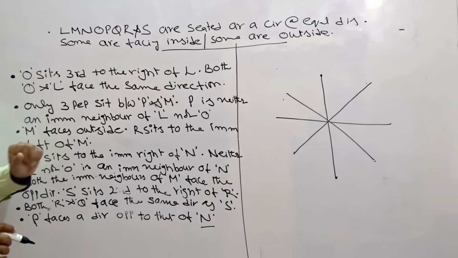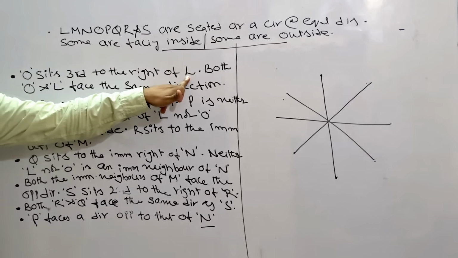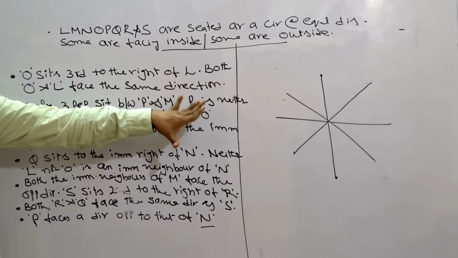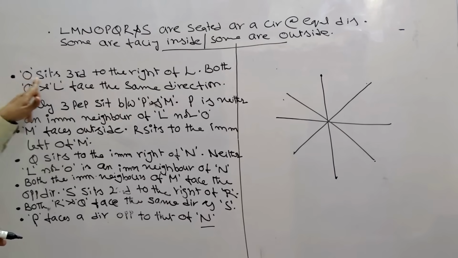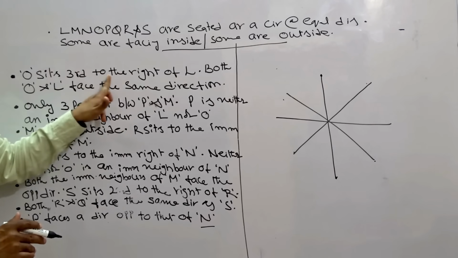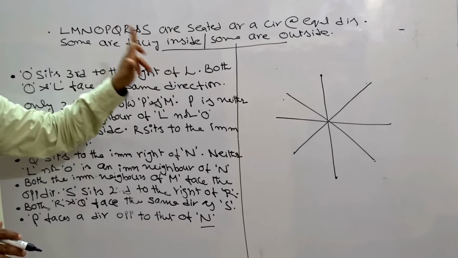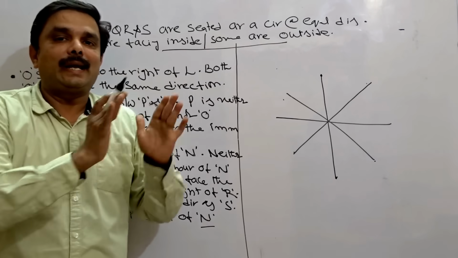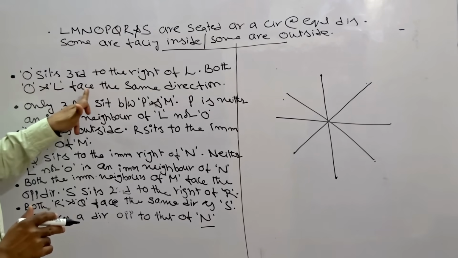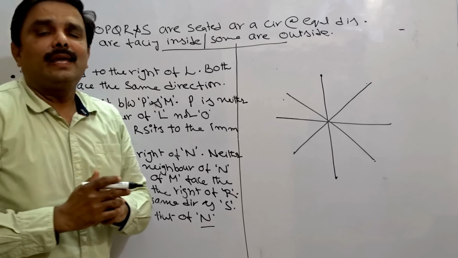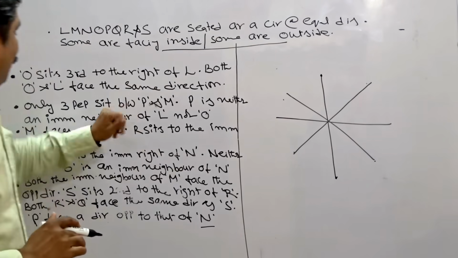Total 8 persons are there. The first information you see: O sits third to the right of L. I cannot start the question with this information, because which information you start with is very, very important in this type of question. O sits third to the right of L means O's position depends upon that of L's position, and first of all I don't know where to keep L, and I don't know which direction L is looking at. Keep this information as buffer information. Then go for the next one. Both O and L face the same direction. This information also is not useful for me at this moment. Keep it aside.